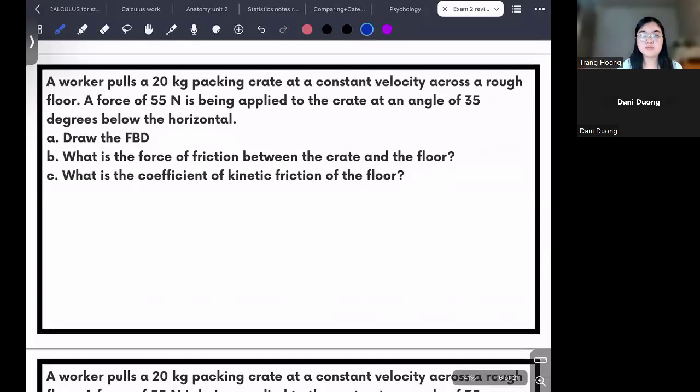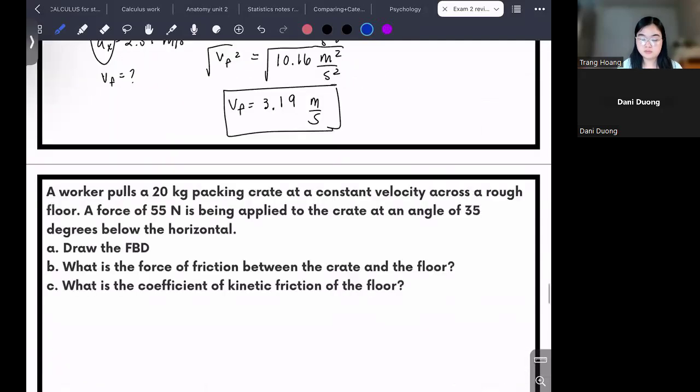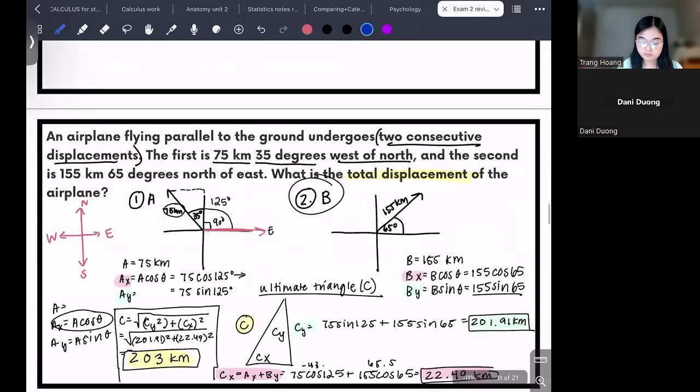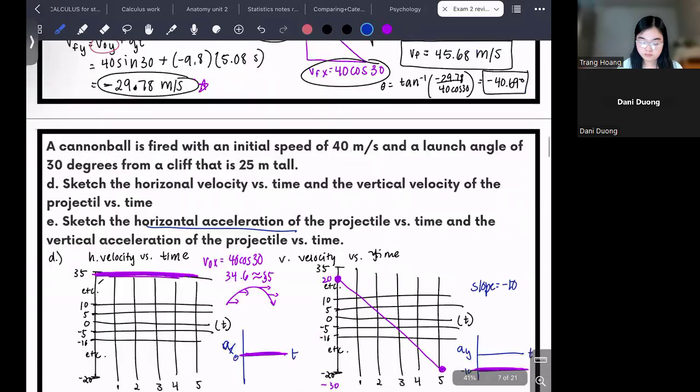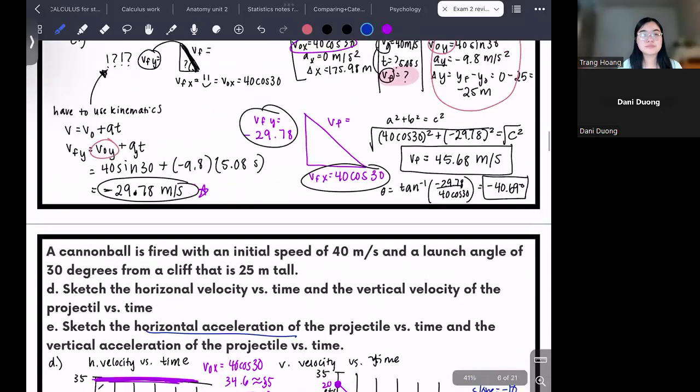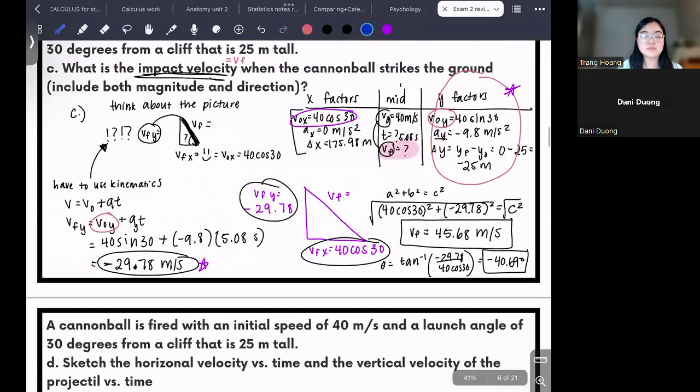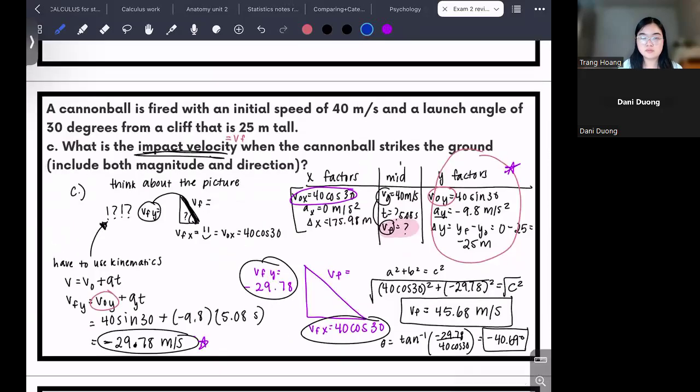For the last problem, for part C, how do you know when to use the kinematics equation? Instead of using that, would it be wrong if I just use the x value and y value, which is 40 sine 30? Do I have to do the kinematics? You know what I'm trying to say? I see what you're trying to say. Okay, yeah.